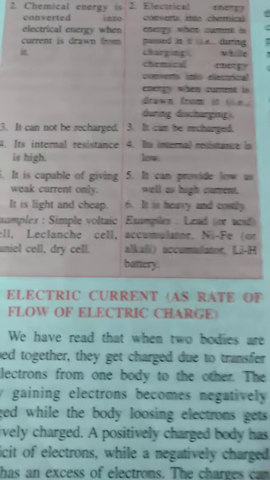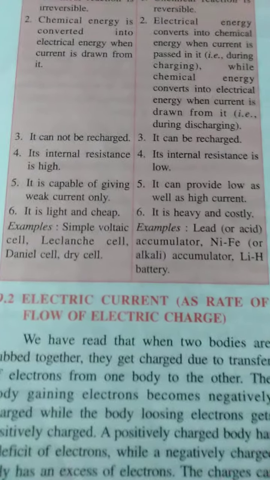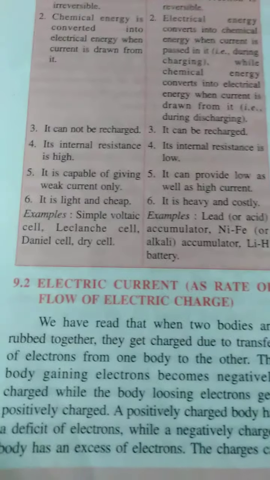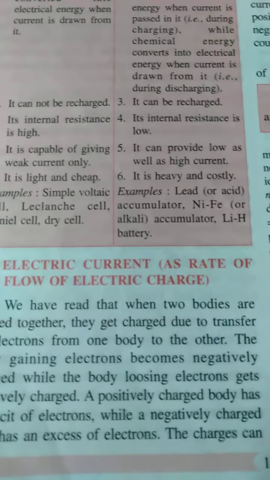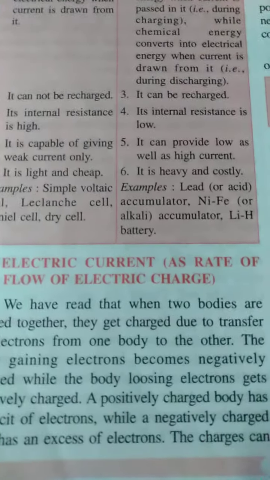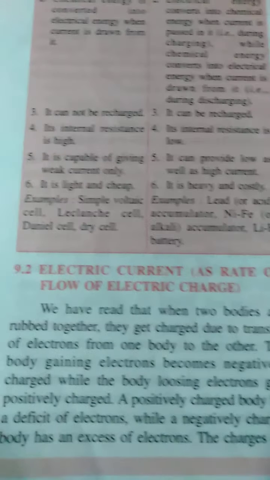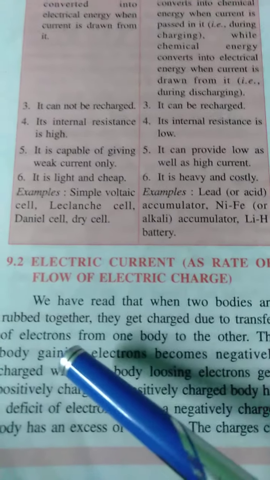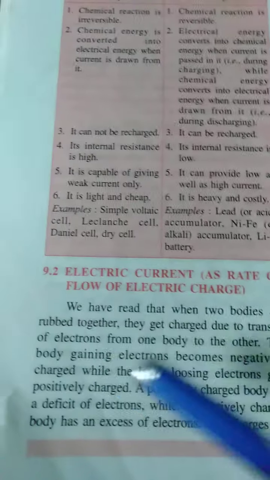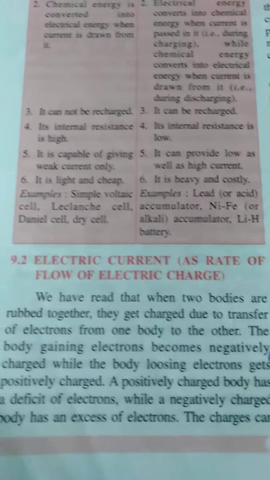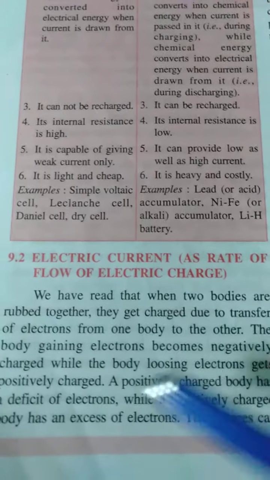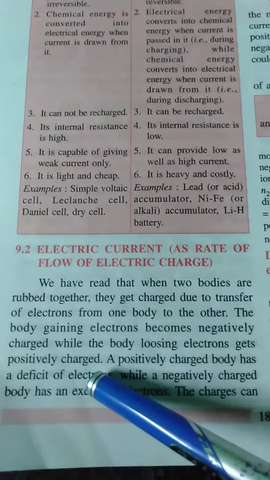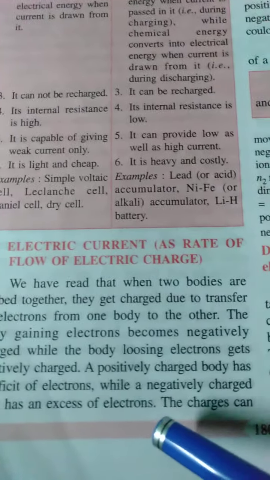Now what actually is electric current? Electric current is the flow of charges. When charges flow across any conductor, then we say that there is a flow of electric current. When two bodies are rubbed together, they get charged due to the transfer of electron from one body to the other. The body gaining electron becomes negatively charged, while the body losing electron gets positively charged. A positive charged body has a deficit of electron, and a negative charged body has an excess of electron.